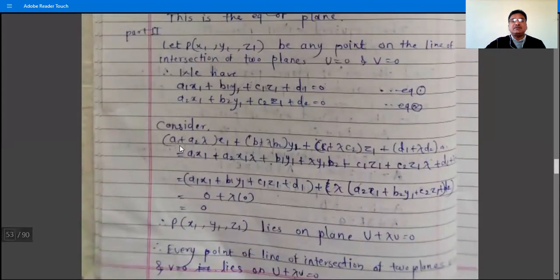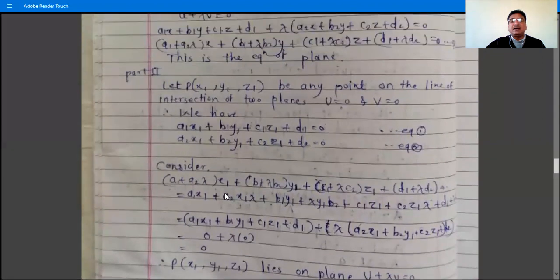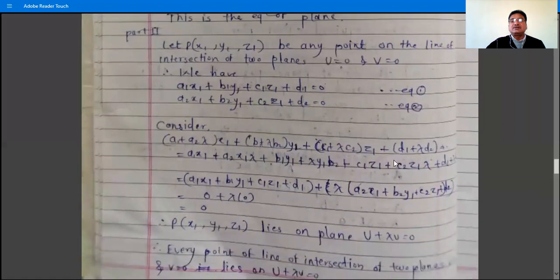Then consider the equation (a1 + a2 lambda) x and so on. We have to show the point lies on this plane. So if the point x1, y1, z1 satisfies this equation, substitute x, y, z as x1, y1, z1. Consider the LHS, substituting x as x1, y as y1, z as z1. Don't write it equal to 0; we have to prove it is equal to 0.